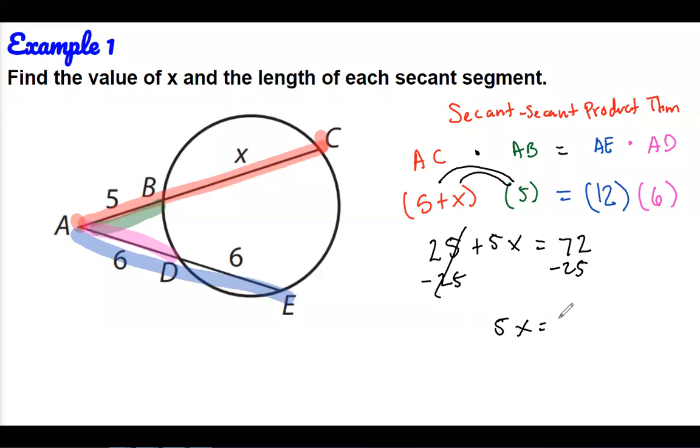What is it? 47. There you go, 47. And then divide by 5. X equals 9.4. That is correct.